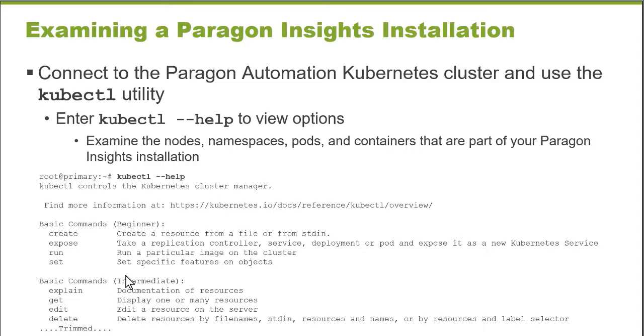One of the most popular and simplest ones, and we're going to focus on this in this learning byte, is the kubectl get command. This is going to give you a lot of information. It's just going to help you understand your installation and give you important information. So I'm going to connect to my Kubernetes controller for my Paragon automation installation, and we'll run some kubectl commands.